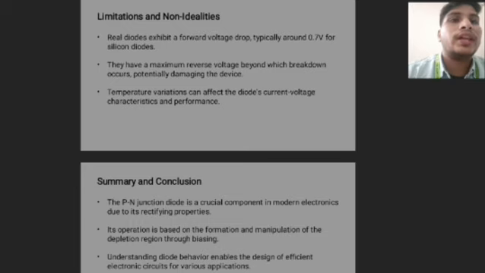Limitations and non-idealities. Real diodes exhibit a forward voltage drop, typically around 0.7 volts for silicon diodes. They have a maximum reverse voltage beyond which breakdown occurs, potentially damaging the device. Temperature variation can affect the diode's current-voltage characteristics and performance.